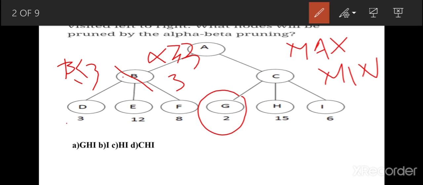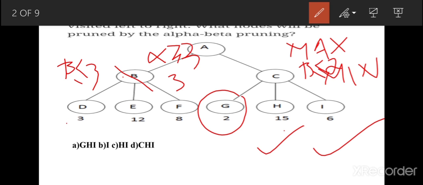Then by traversing we reach G, and that value is passed to C. What is the condition there? That is minimum, so beta should be less than or equal to 2. What will be the value of the root node? That is the maximum of 3 and 2, which is 3.